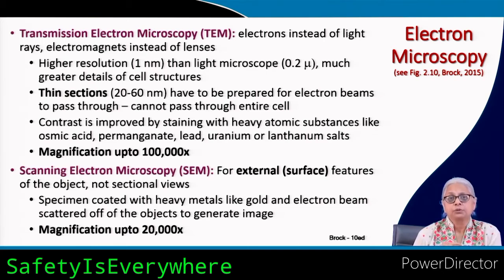In scanning electron microscope, you don't get the same level of detail. You do not have a sectional view. You can only visualize the external features of the object. And you again need specimen preparation or sample preparation. The specimen has to be coated with heavy metals like gold, and the electron beam is scattered off this surface to generate an image. The magnification that we've been able to get is up to 20,000 times.